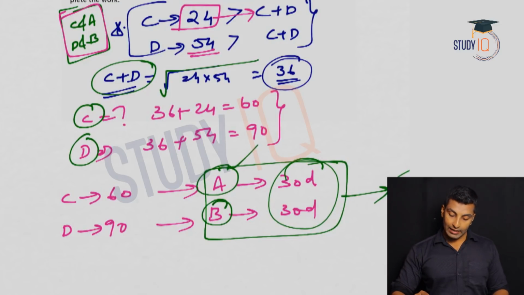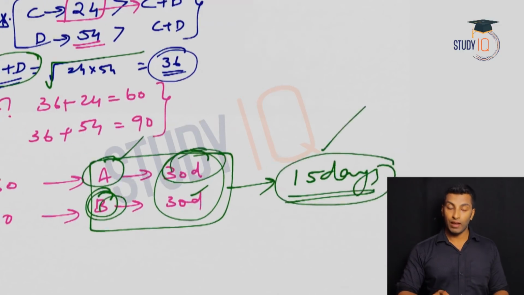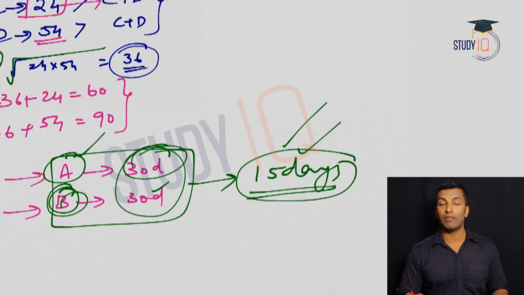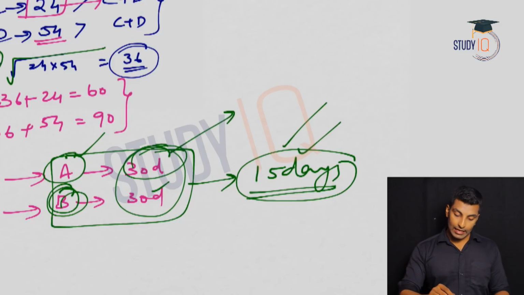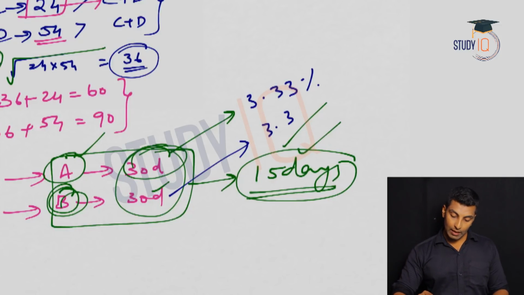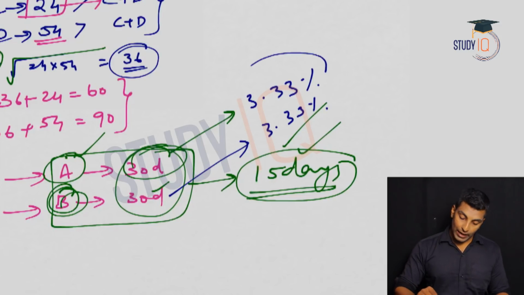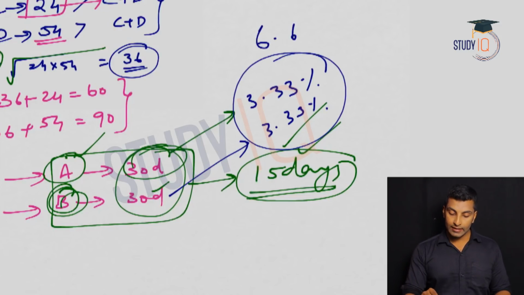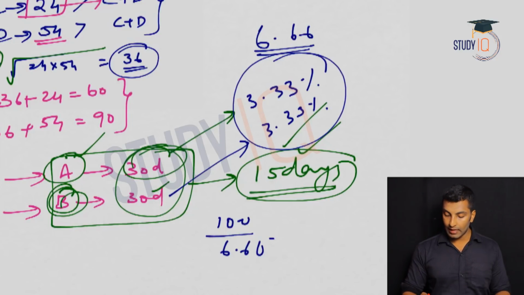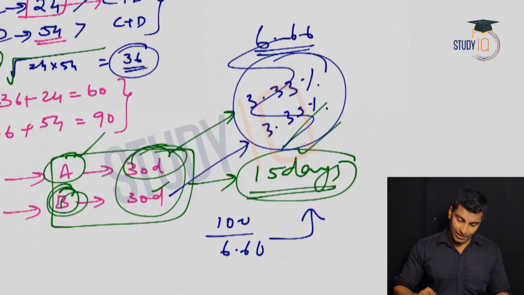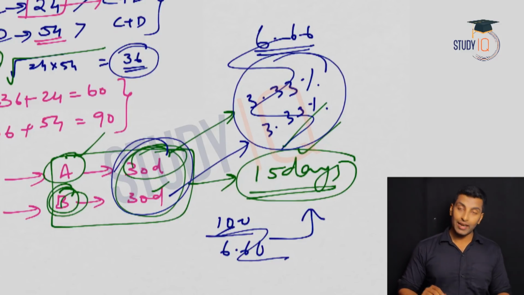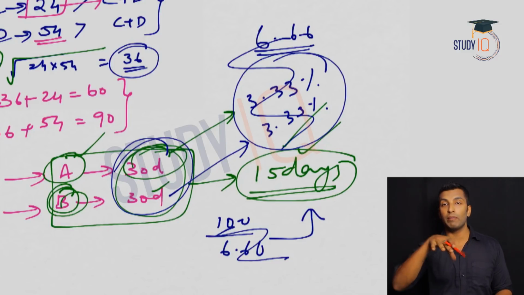We know the relation between B and D, so we got B. Now once you know A takes 30 days and B takes 30 days, we know A and B together will take 15 days. Why? Because see, A takes 30 days, means in one day 100 by 30, that is 3.33%. B will also do 3.33% in one day. So together they will do 6.66 in one day. To complete 100%, 100 by 6.66, that is 15 days. But all this calculation is not required. The moment you see both are equally efficient, the number of days will be half.